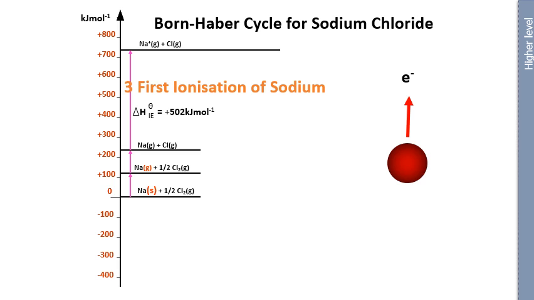Then we introduce the idea of the first ionization because we want to form ions. So we will now form the sodium ion from the sodium atom in the gaseous phase, and this requires 502 kilojoules per mole. So now we're up to roughly 720 kilojoules per mole of energy, because now we've formed the sodium ion.